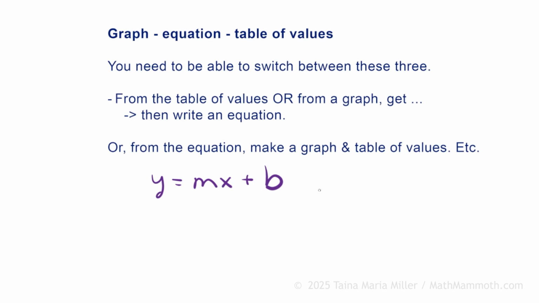And we've seen how you can also give a linear function as a table of values or as a graph. Each linear function would also have a graph. You need to be able to switch between these three representations: the graph, the table of values, and the equation. For example, from the table of values or from the graph, you should be able to write the equation.